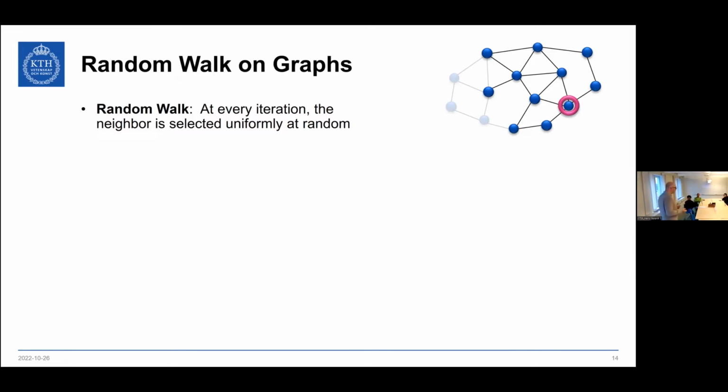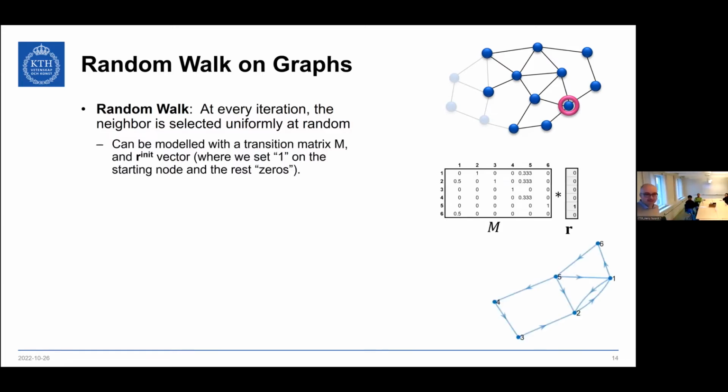So our eigenvector would be nothing else but the time spent by a random walker at each node, or a stationary distribution of a random walker, right? So basically, it is modeled with the same thing.